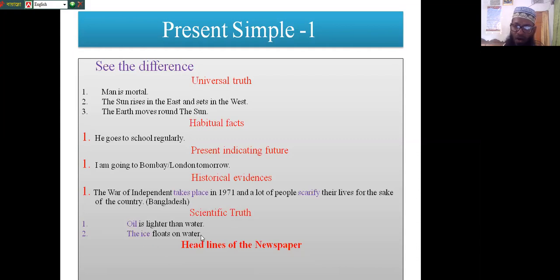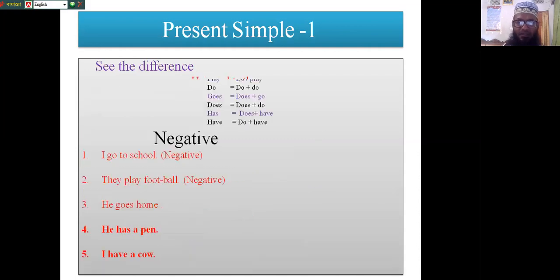Ice floats on water. As ice is lighter than water, it floats on water. Science has discovered it. Okay, now the headlines of the newspaper. Sweden recognizes Palestine. The headlines of the newspaper are always written in present tense. Next.